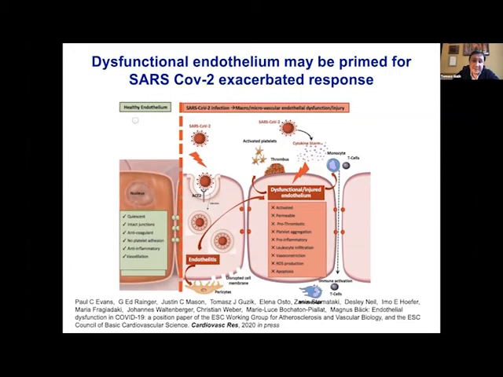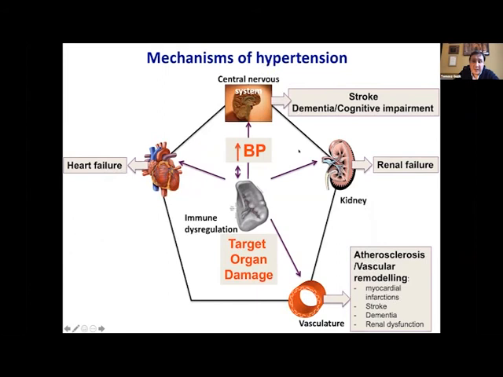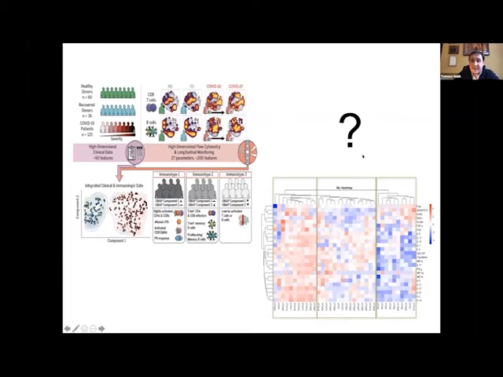Endothelial dysfunction might be incurred by direct invasion of a virus into the endothelium causing endothelitis, but also by cytokine-related and immune-mediated mechanisms. So in summary, a number of ongoing studies will hopefully help us understand the relationship of pre-activation of the immune system in cardiovascular disease and its importance for development of immunophenotypes of COVID-19 and severity of the disease.